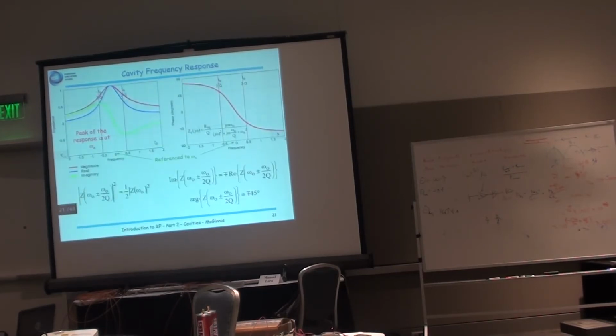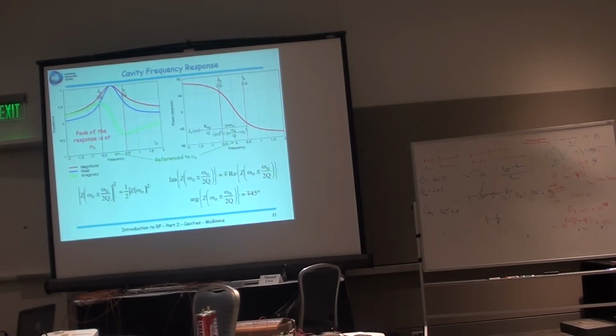All right. Okay, so if you plot this curve, you can do two plots. One is the magnitude, the red curve, and then you have the real part and the imaginary part. Or you can plot the magnitude and you can plot the phase. And the phase is the phase of the voltage across the gap with respect to the generator that you're putting in. That's the phase, okay?